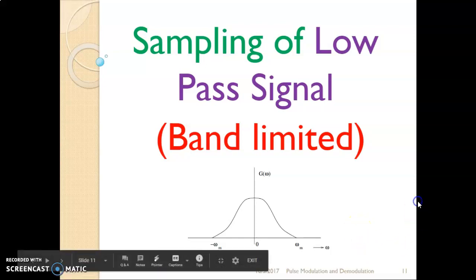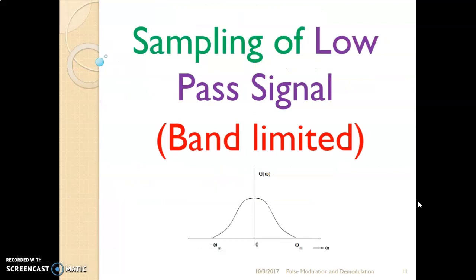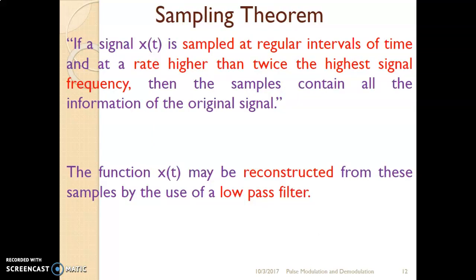In the previous lecture, we studied the types of sampling: ideal sampling, natural sampling, and flat top sampling. As we said, sampling is the important step for converting an analog signal into a digital signal. But how does the sampling have to be done? For that we are going to study the sampling theorem. There is a standard way in which sampling has to be done, and it follows the sampling theorem.